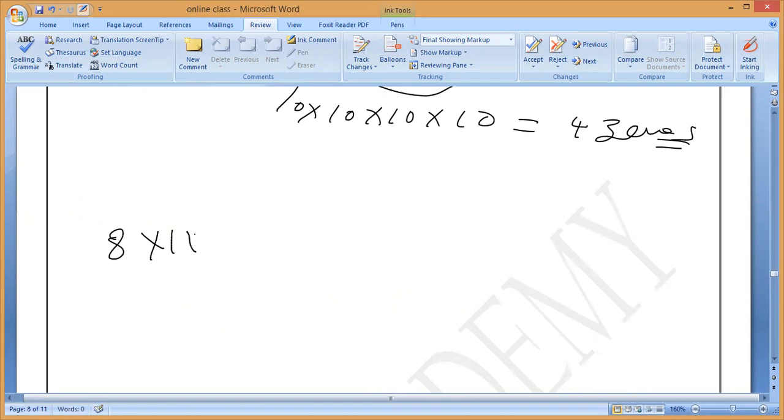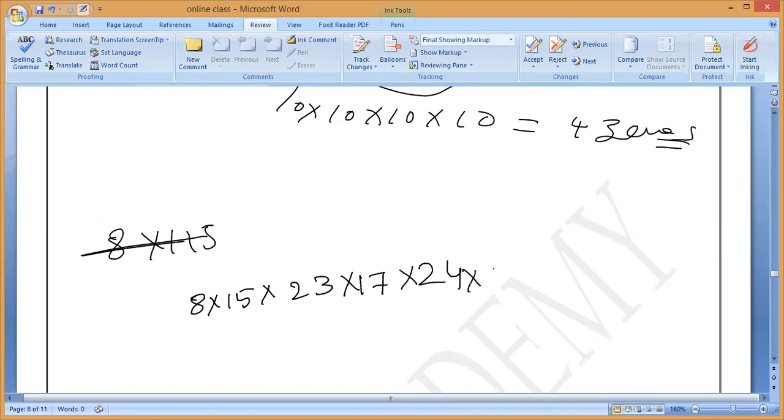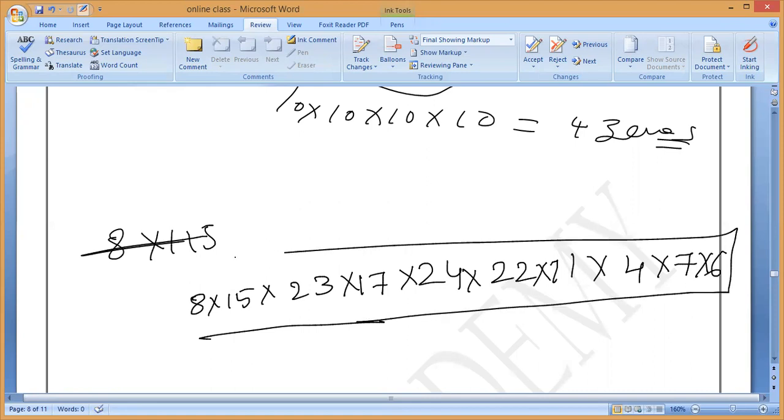8 into 15 into 23 into 17 into 24 into 22 into 11 into 4 into 7 into 6. Solve this fastly. Find the number of zeros at the end of the product.